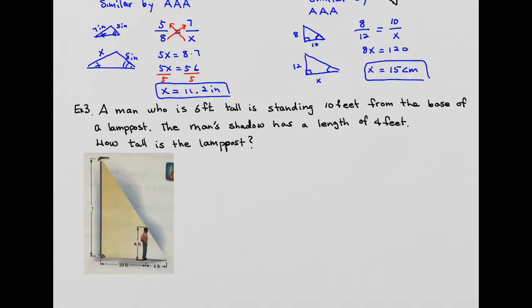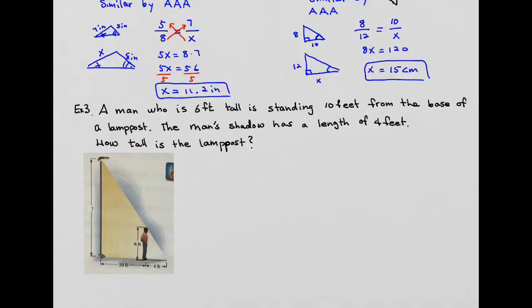Okay, the next example is a word problem. A man who is 6 feet tall is standing 10 feet from the base of a lamppost. The man's shadow has a length of 4 feet. How tall is the lamppost?